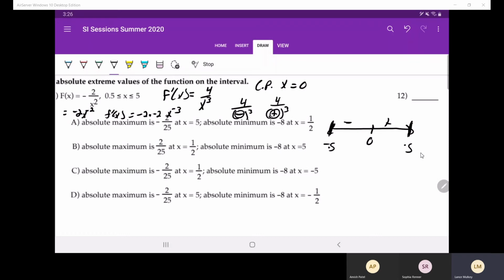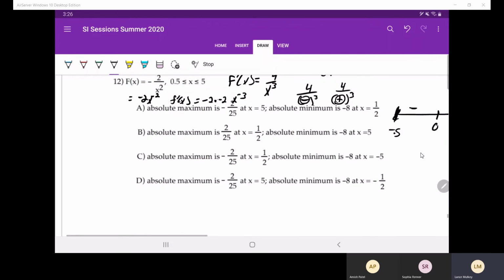So this means there is a local minimum in the area. So now you just plug in f of negative 0.5. Oh, that's 0.5 to 5. Oh, crap.